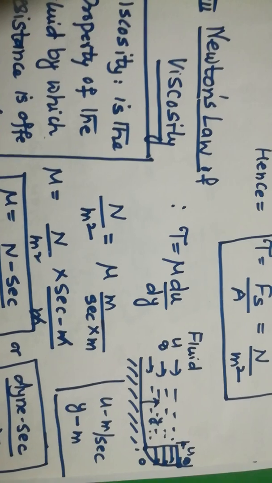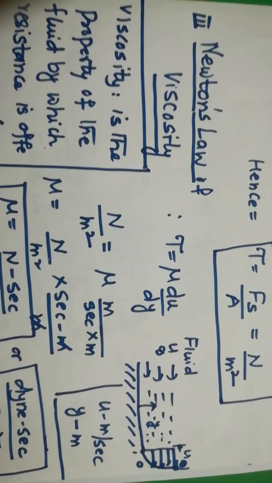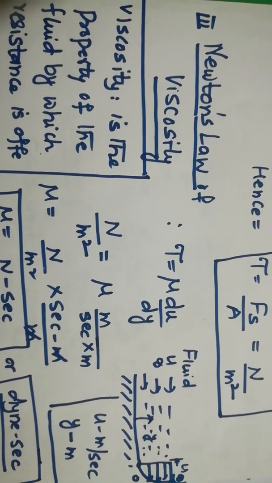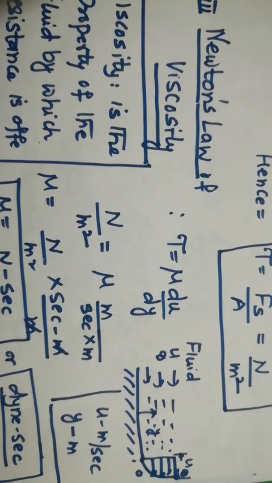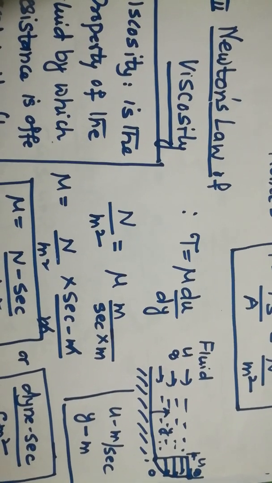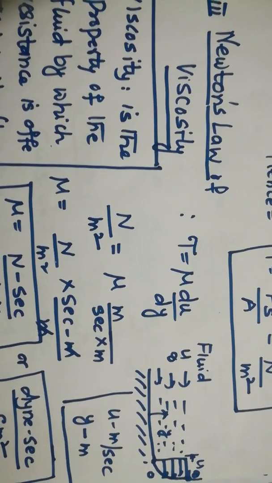Here Newton's law of viscosity says that the shear stress caused by a fluid is proportional to du by dy, which is called the velocity gradient. u is the velocity and y is the distance measured normal to the direction of the flow. So tau is equal to mu du by dy.